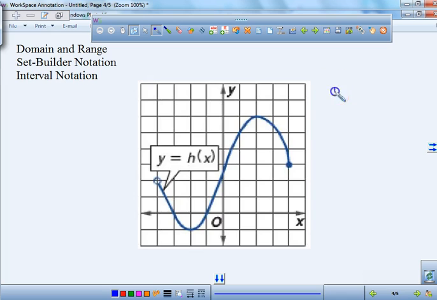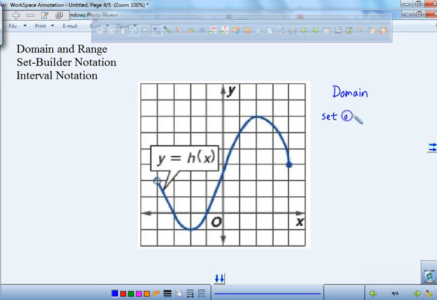So if you guys would, write the word domain. The domain is dealing with the set of all of your x values that are in a function or in a graph or in a relation. All right, so the set of all the x values. And a lot of times they'll put this set symbol. This is what the set symbol will look like for the domain.